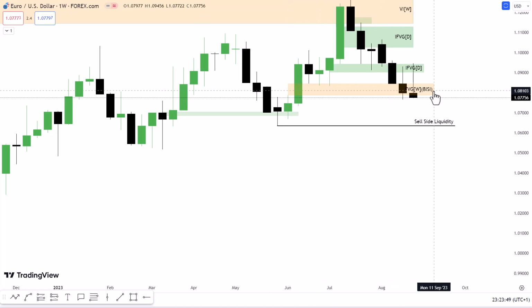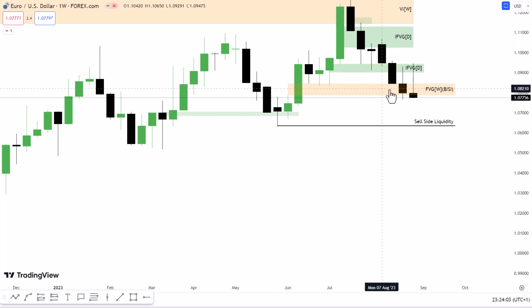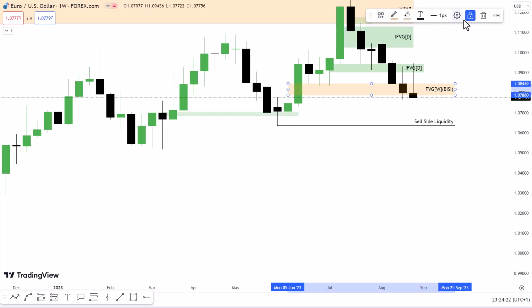Now, markets would always want to revisit fair value gaps. So in a case when market comes back to a fair value gap, trades down to the fair value gap and reacts from it, we say the fair value gap is being respected. It acts as real support. In some other cases, when we have price trading and closing, remember, emphasis on closing, price closes below the fair value gap, it becomes an inversion fair value gap.